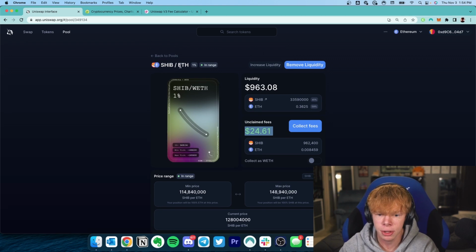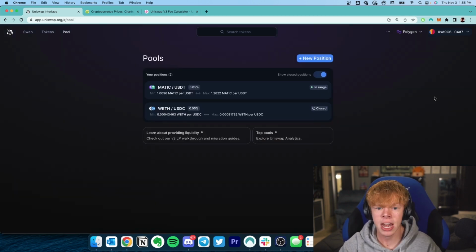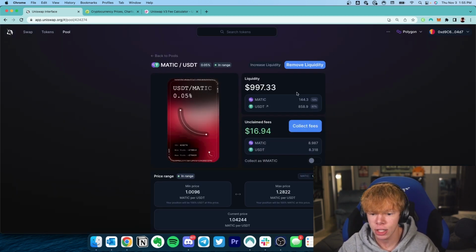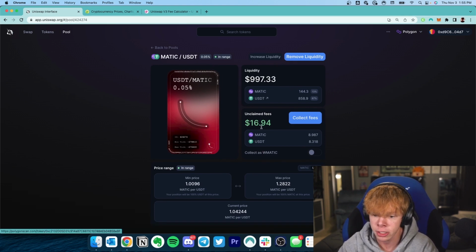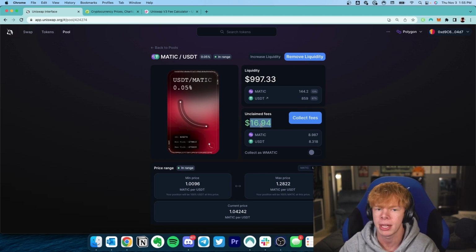Now, on this SHIB to Ethereum pool, I'm making about $5 per day, which is about a 0.5% daily return on investment, which is not too bad at all. And then I'm also in another pool for Matic to USDT, and this one's actually a safer and more stable pool because it's not as volatile. So right here in this pool, I'm earning about $2 to $3 every single day, which is not too bad at all, but obviously this all depends on volume.